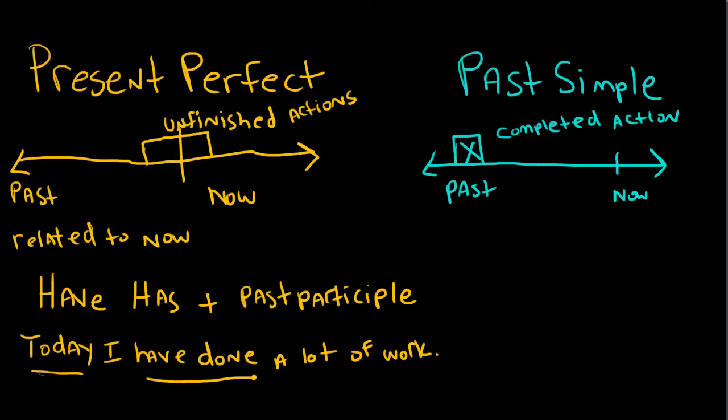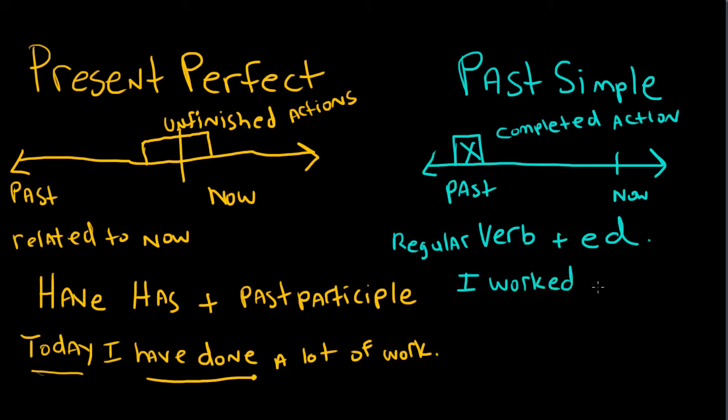Let's look at how we form the past simple. We form the past simple by having a regular verb and adding ed to the end of it. I worked a lot yesterday. So this worked is the past simple and it refers to a completed action that happened yesterday.